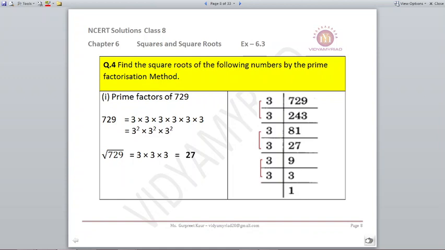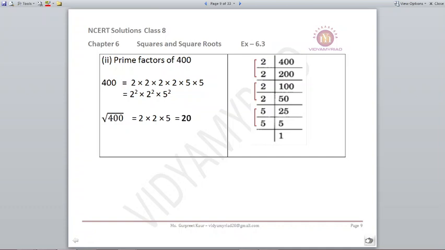Whatever squares we have, we will pick one from each. So from 3 square I took out one 3, from another 3 square I again took out one 3, and from the last 3 square I took out one 3. So we can see that we have formed 3 pairs of 3. So 3 into 3 into 3 gives you 27. That means the square root of 729 is equal to 27.